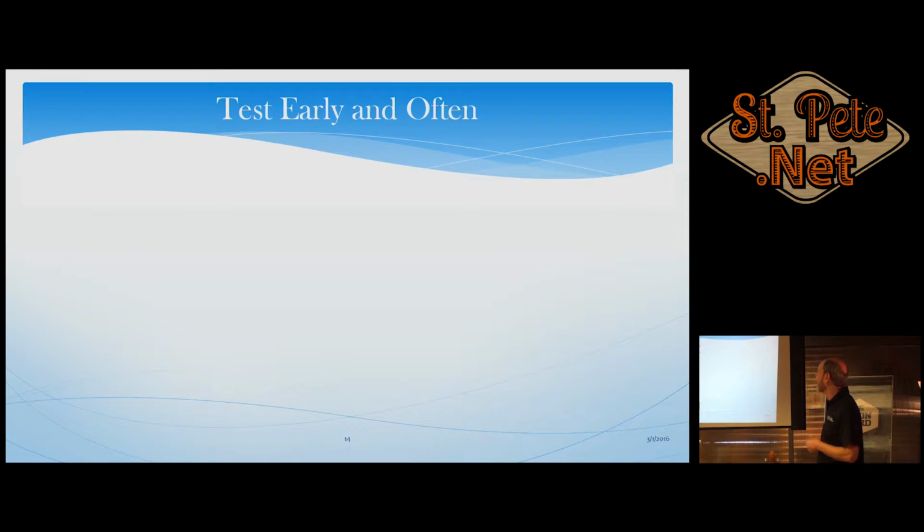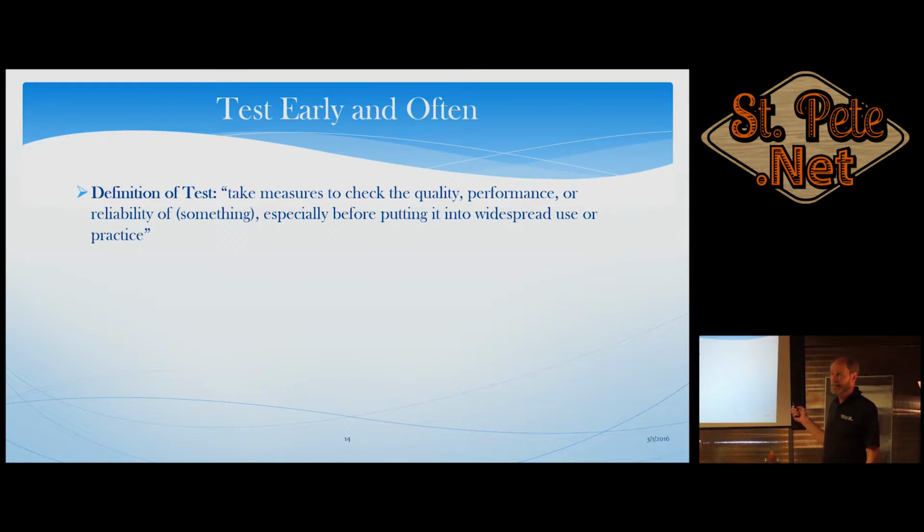Edited, I hope. Okay, so now let's get into some practical guidance. Key phrase that I hear all the time and then I see it ignored: test early and often. It's good advice. Except what's the definition of test? To take measure to check the quality, performance, or reliability before putting into widespread use of practice. There's a lot more in the general umbrella of testing than system tests, unit tests, the things that fall typically under TDD. I see testing as a lot more.